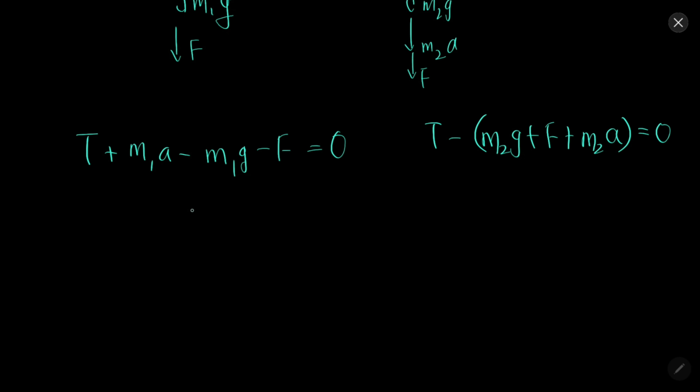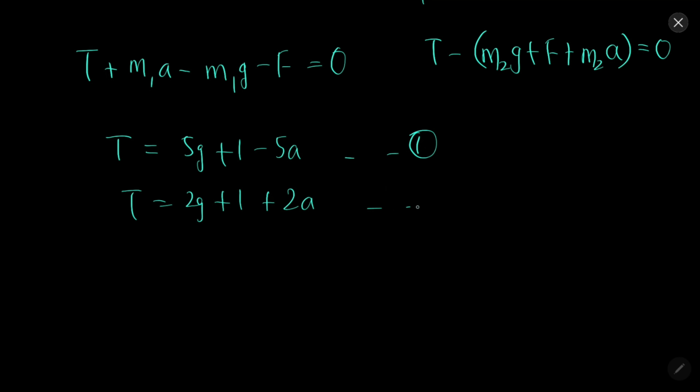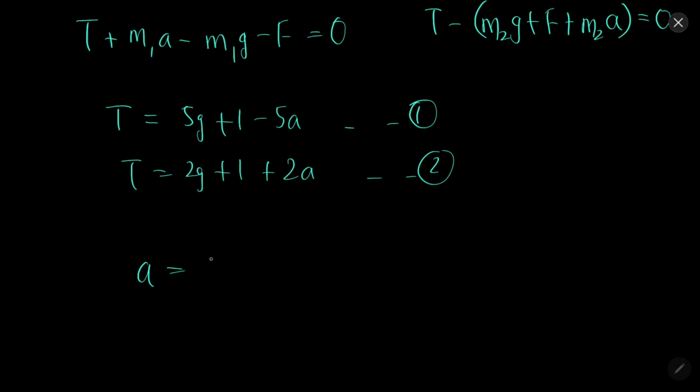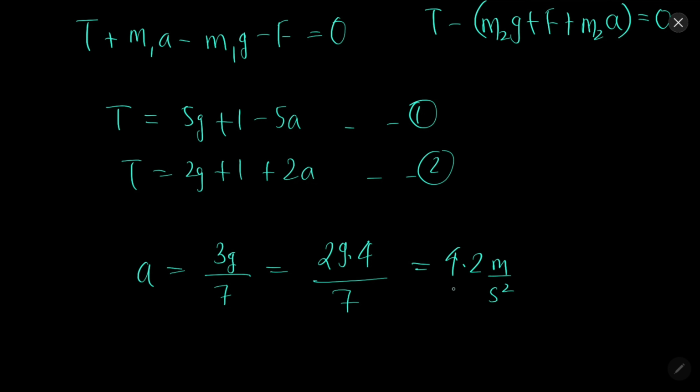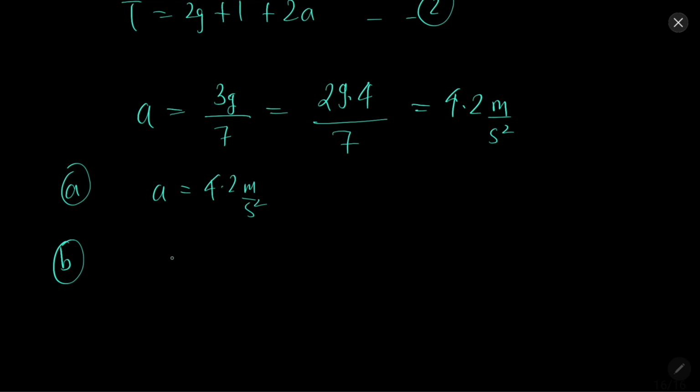So from these two equations T can be 5g plus 1 minus 5a and 2g plus 1 plus 2a. So by these two equations a will be 3g over 7, that is 29.4 over 7, because g is 9.8 meter per second square. So it will be 4.2 meter per second square. So acceleration is 4.2 meter per second square, and after the string breaks m1 moves downward with force F.